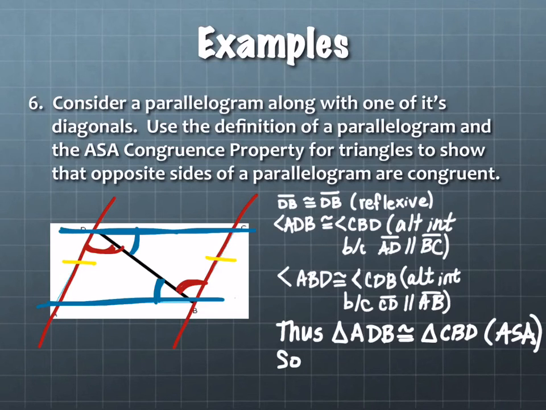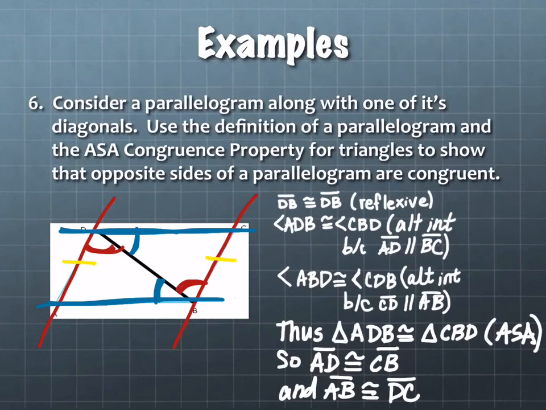So we have AD congruent to CB, and what's the other pair? AB and DC. And the reason for both of these is because corresponding parts of congruent triangles are congruent. Any questions on that?